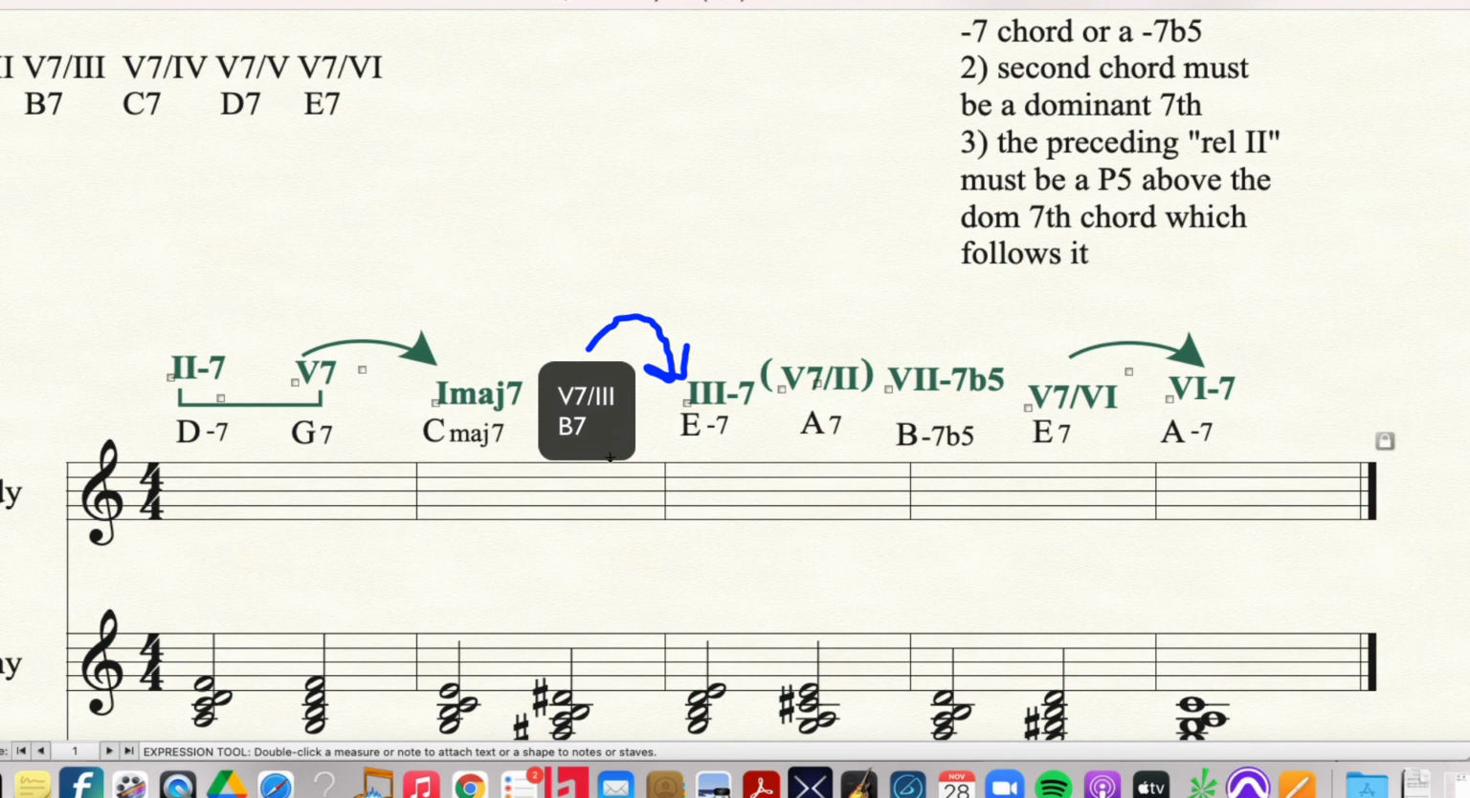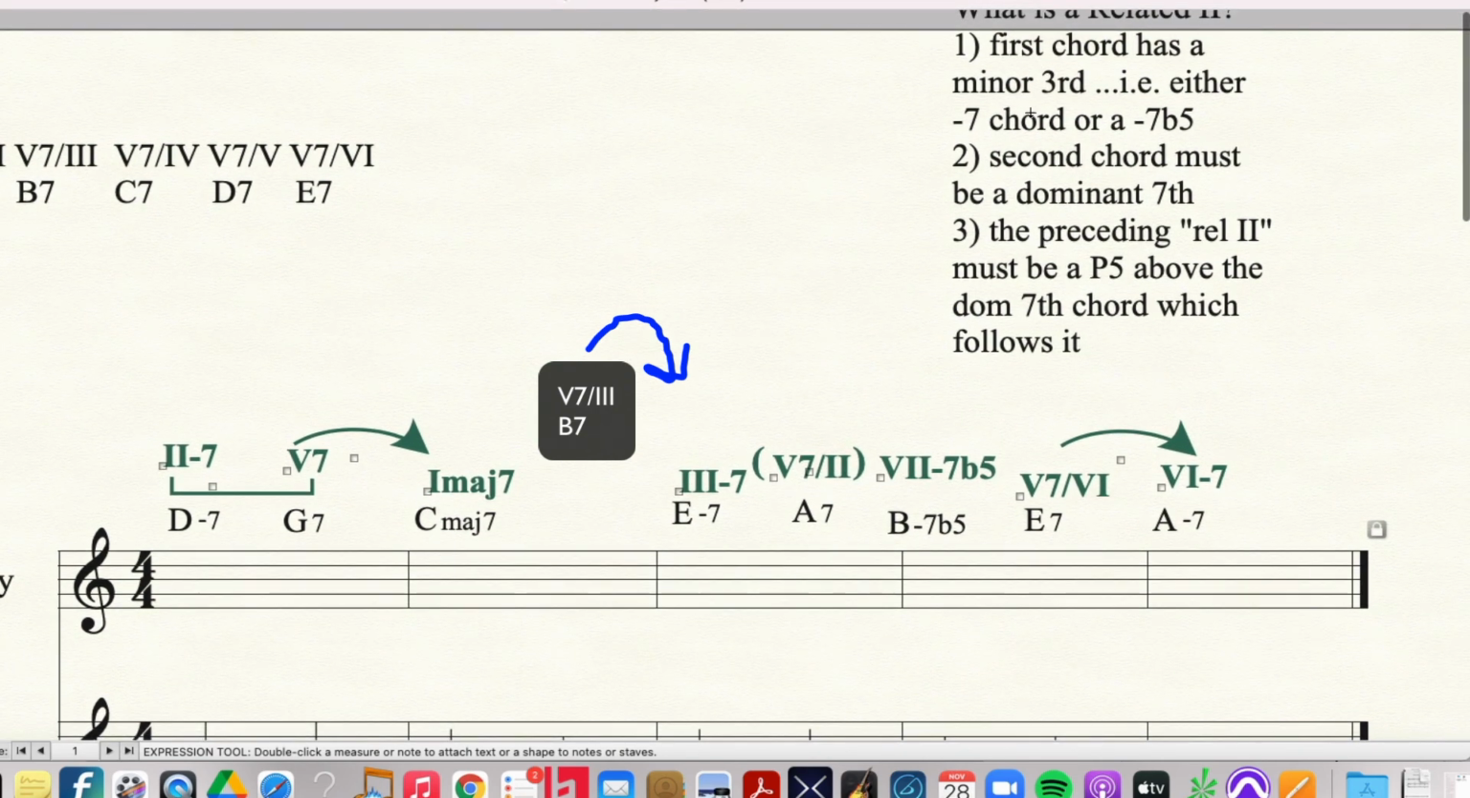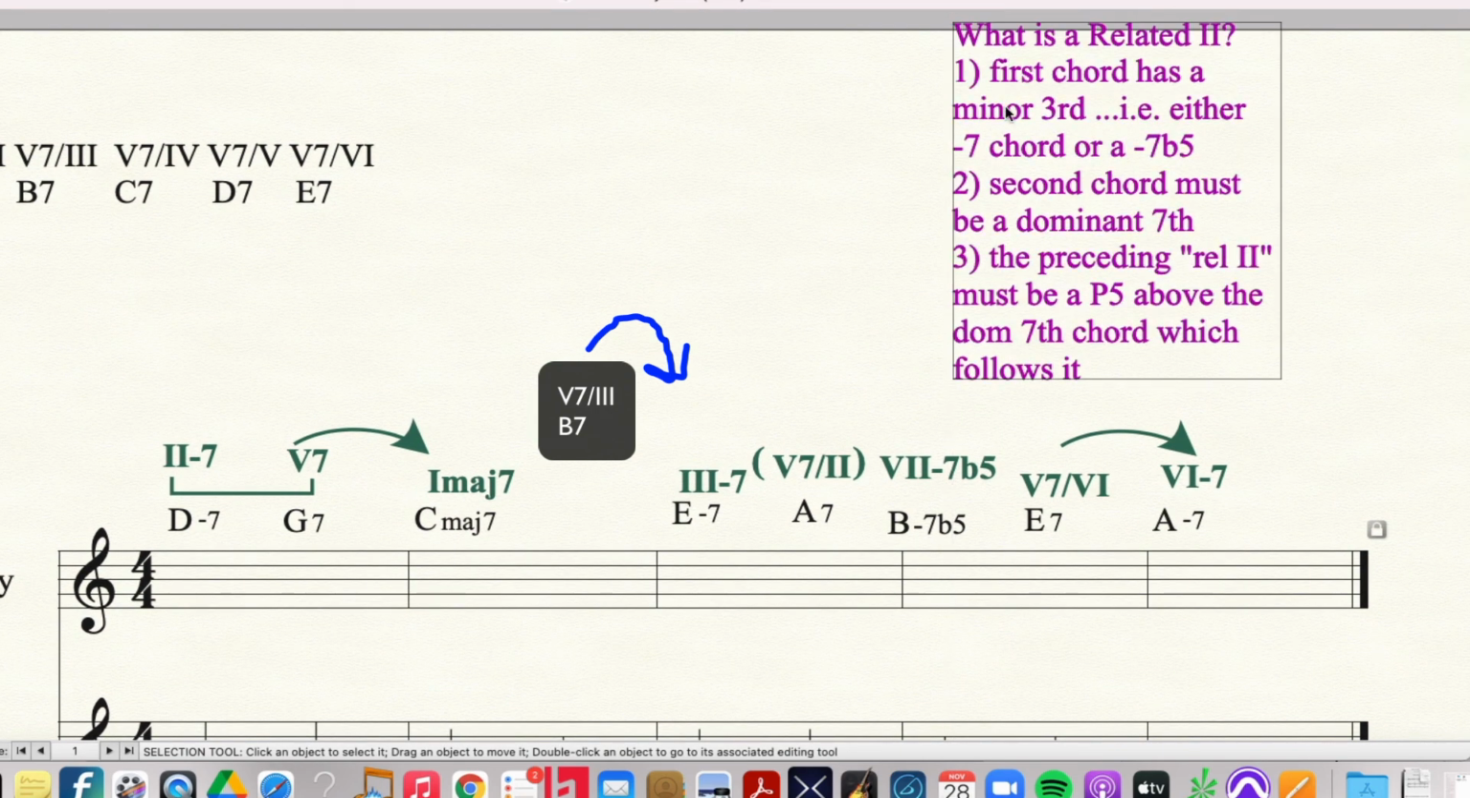So that's it. Those are the main attributes of contemporary analysis as far as I was able to go in this relatively short video. Just to recap, there's the related-to function, which is captured with a bracket. In order to be a related-to, a chord must fulfill every single one of these three requirements. It must have a minor third, the next chord after it must be a dominant seventh chord, and the interval between them must be down a perfect fifth. In other words, the related-to must be a perfect fifth above the following dominant chord.